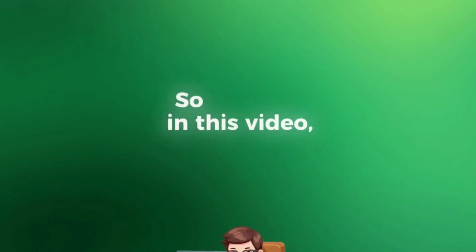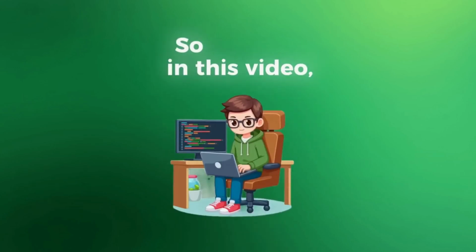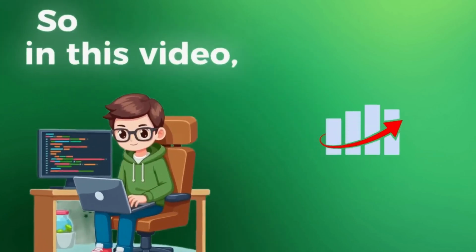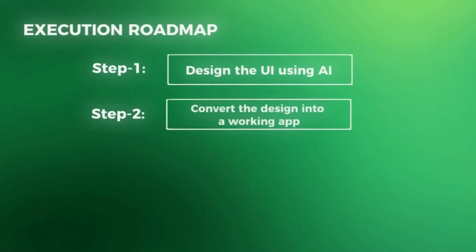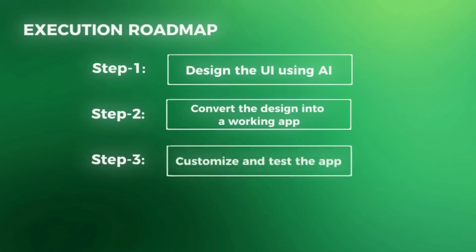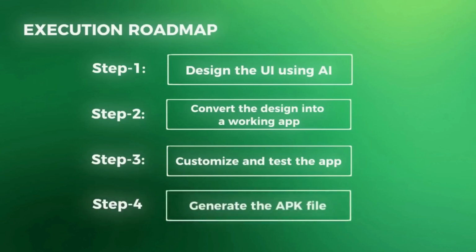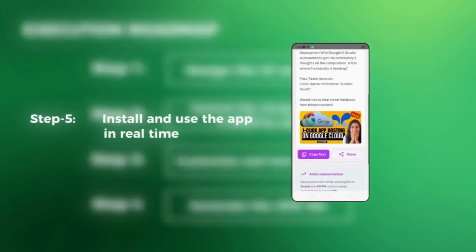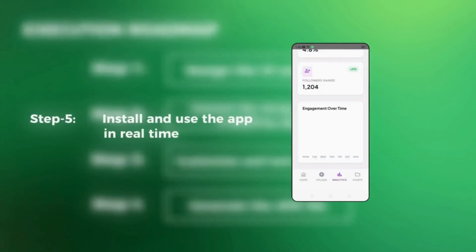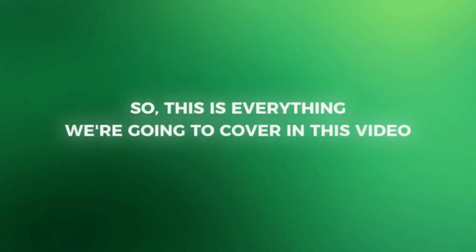So in this video, I'm going to build a complete full-stack app step by step using AI. In step 1, I'll design the UI using Google Stitch. In step 2, I'll turn that design into a working app using Google Antigravity. In step 3, I'll customize and test the app to make sure everything works properly. In step 4, I'll generate the APK file so it can be installed on a mobile device. And in the final step, I'll install the app on my phone and use it in real time. So this is everything we're going to cover in this video.